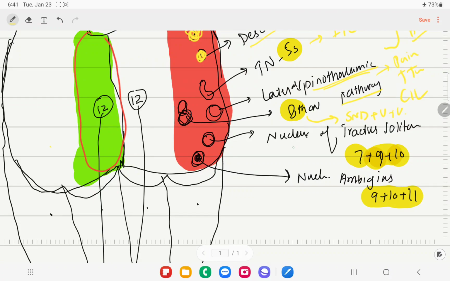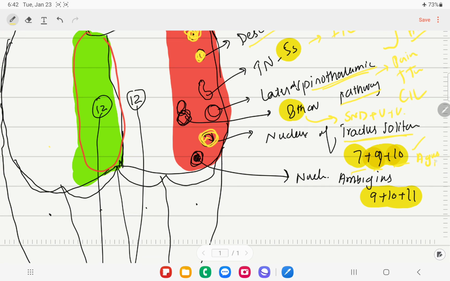Okay, this one is called the nucleus tractus solitarius, which is related to taste. The 7th, 9th and 10th nerves are related to taste. Taste from the anterior 2/3 of the tongue is carried by the 7th, the posterior 1/3 by the 9th, and the posterior-most part of the tongue by the 10th. These three cranial nerves connect to the nucleus of tractus solitarius. When it gets involved, we'll have features like ageusia, loss of taste sensation.